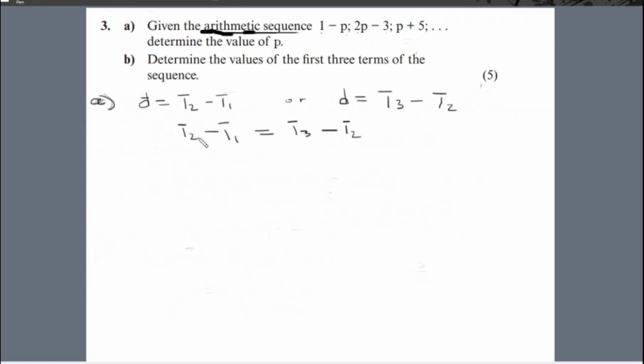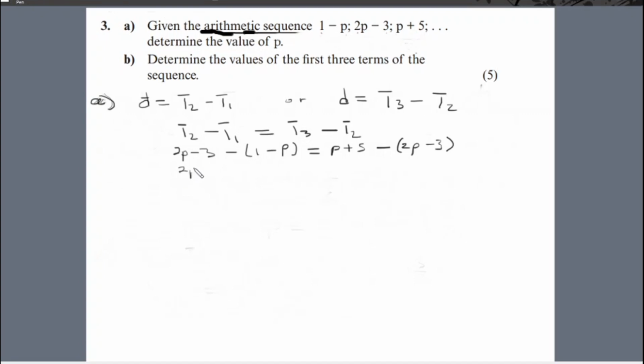Because it's an arithmetic sequence, we have a common difference. Now where we see T2, we will put 2p minus 3. Where we see T1, we'll put 1 minus p, and where we see T3, we'll put p plus 5, and where there's T2, we put 2p minus 3. Okay, now let us simplify.